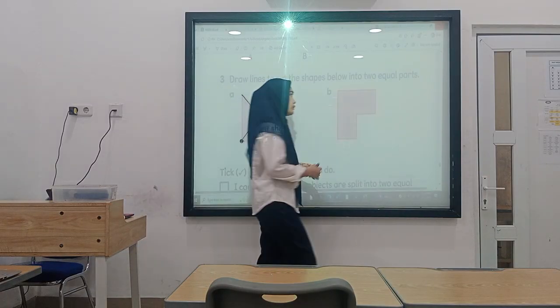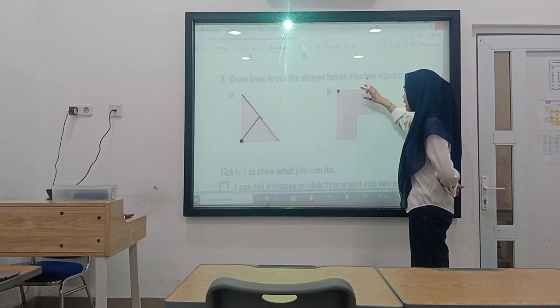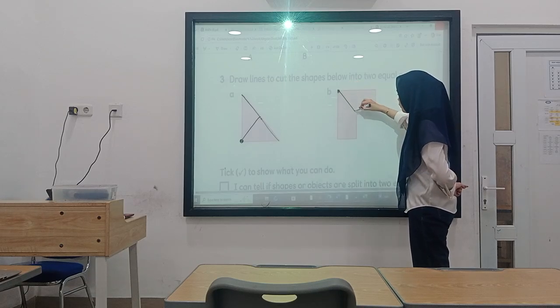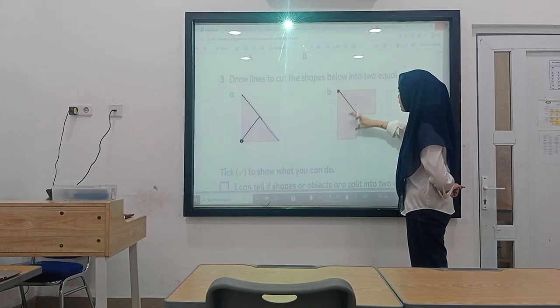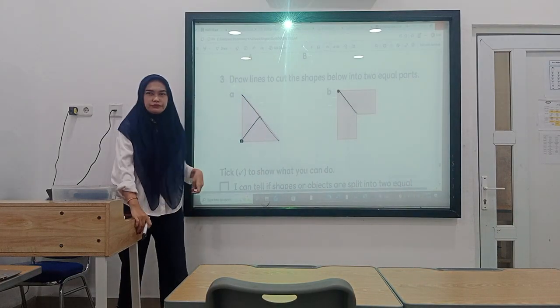Same like this, for this one, they need to find the corner of the shape too, which means this, and then they make the line into this part. So this part and this part have the same size in the shape. Okay, Miss.